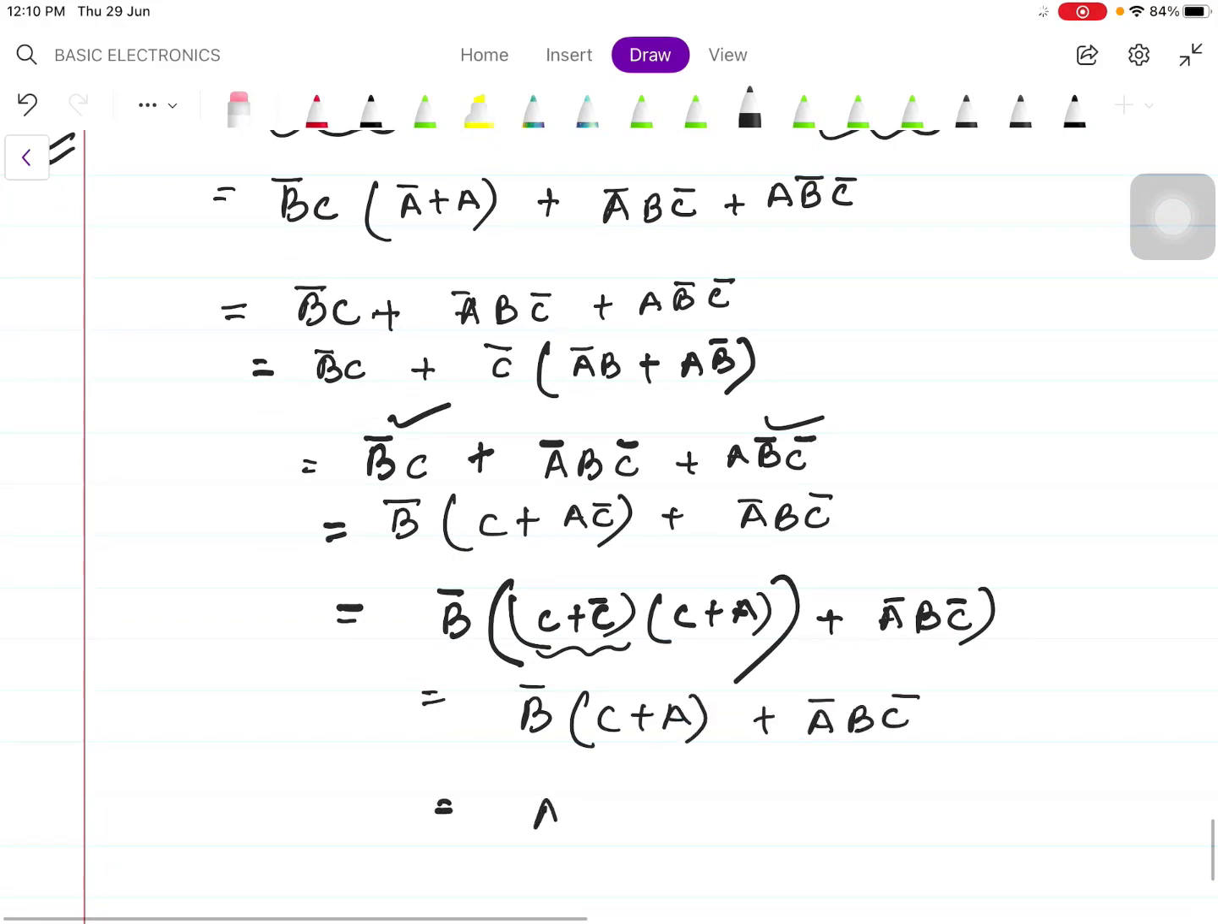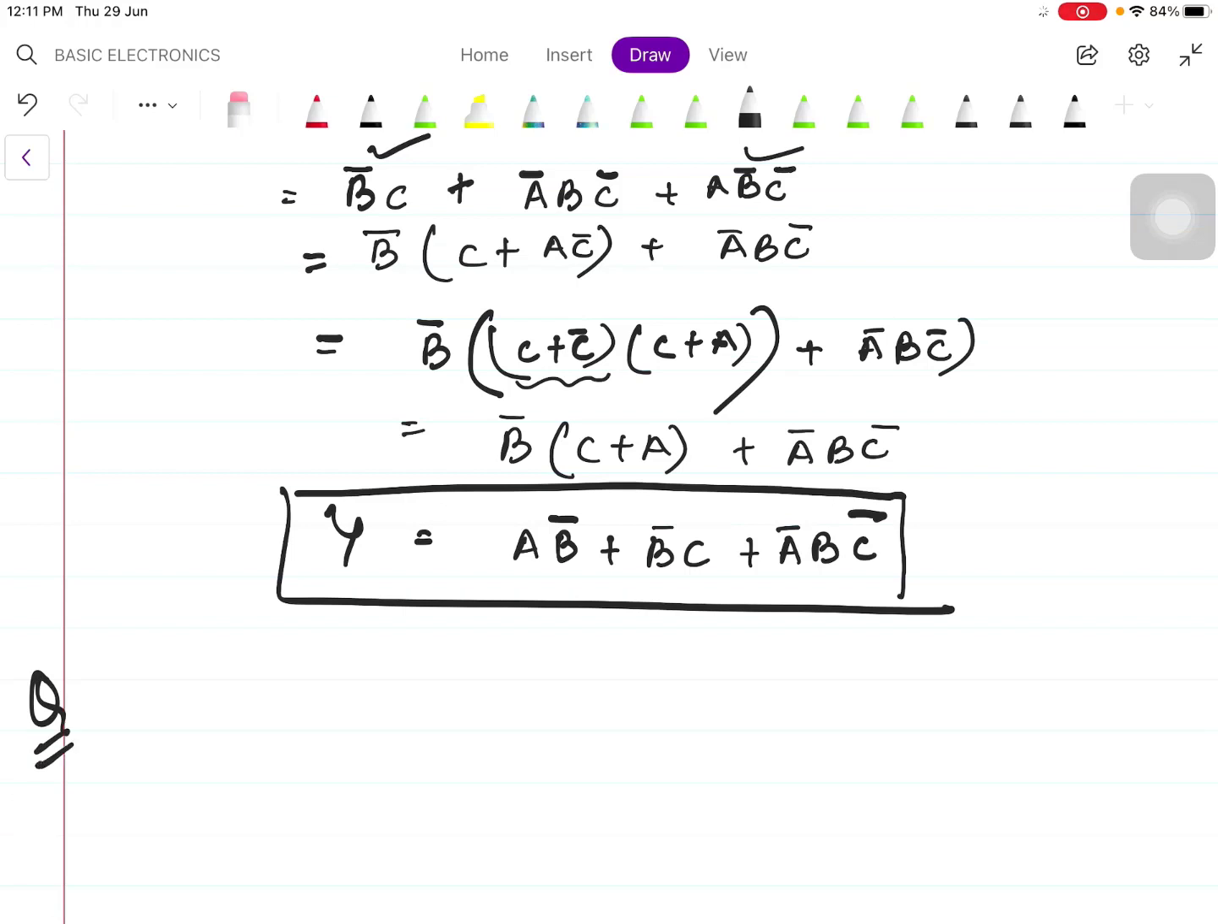I will open the bracket: a b bar plus b bar c plus a bar b c bar. So I don't think it is further possible to reduce the expression. We have to continue until there is no option left to reduce the expression. So this is the final answer.